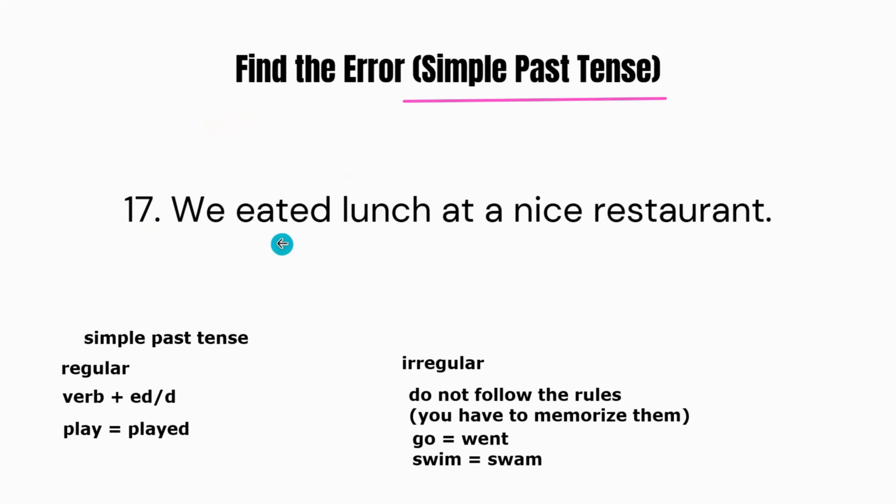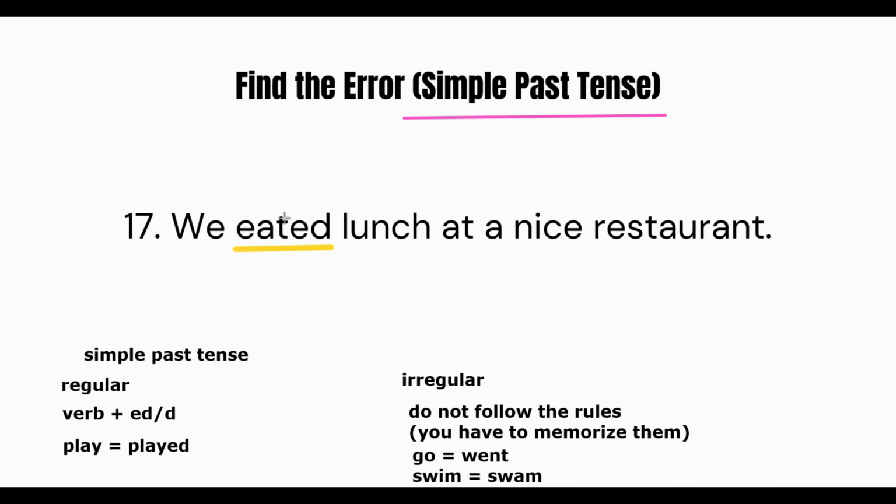17. We eated lunch at a new restaurant. Yep, and our mistake is here again. So eat is an irregular verb. So we would not add ed to turn it into its past tense form. So this is the mistake. It's not eaten. We should say ate. We ate lunch at a new restaurant.